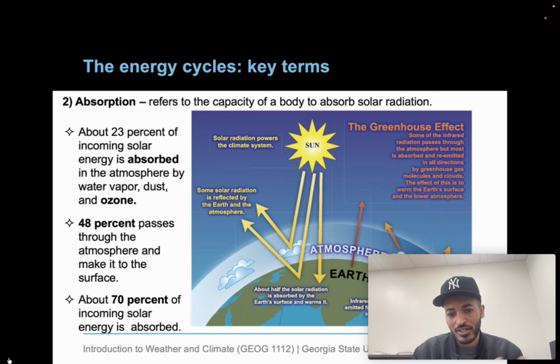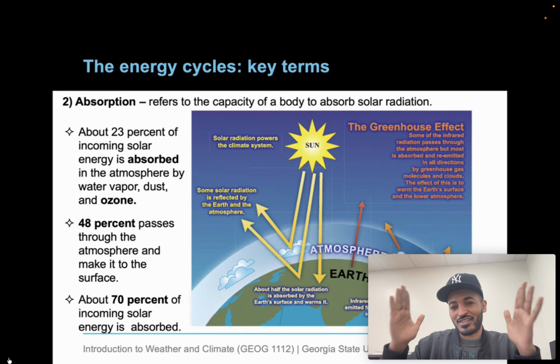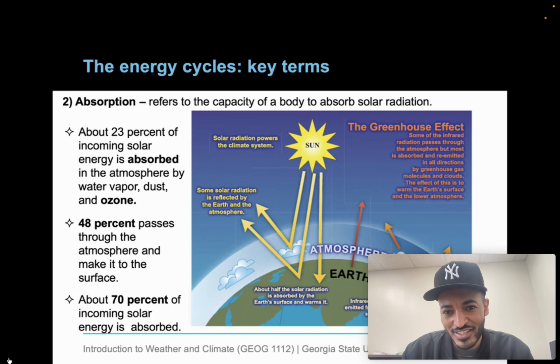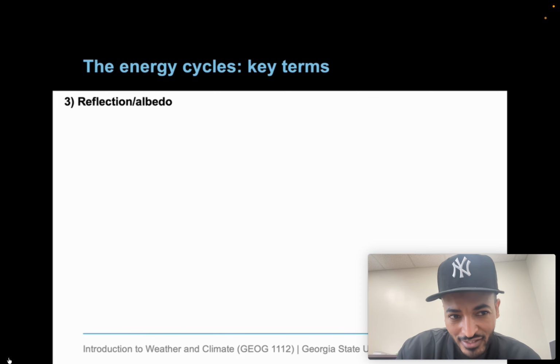There are different interactions, right? About 48% of the incoming solar radiation passes through the atmosphere, because the atmosphere serves as an atmospheric window. In a way, it lets through the radiation that's not harmful, and it absorbs the more harmful types of radiation, as you'll see in the next slide.